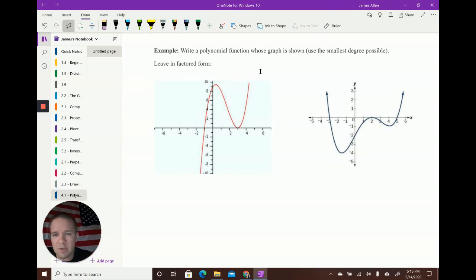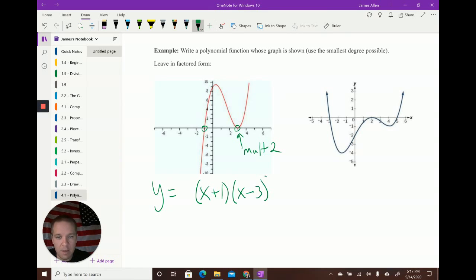All right. So let's start with our zeros here. I've got one right here and here. So my zeros are at, or my x-intercept zeros are at negative 1 and positive 3. But this one is a multiplicity of 2. So if I put this into factored form, I'd have x plus 1 and x minus 3 squared. But there's a little bit more to it. There could be a leading coefficient out in front. We don't know.